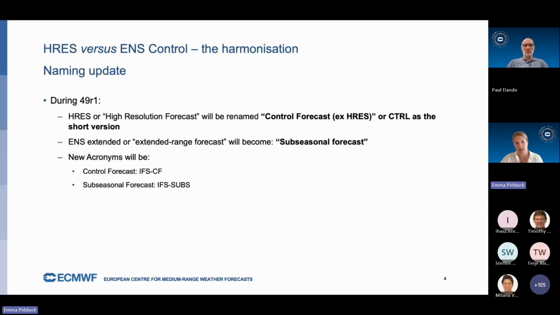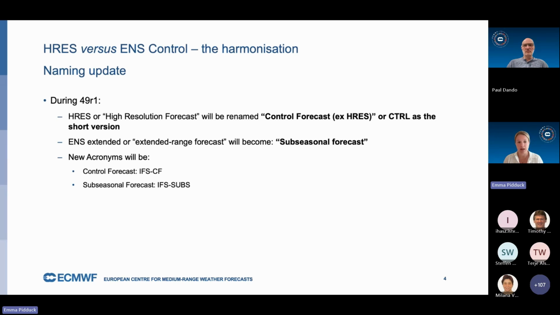But as part of the harmonization, we're also going to update the naming slightly. So high-res, or high-resolution forecast, will now be renamed from this cycle. It will be called Control Forecast X HRES, or Control as the short version.